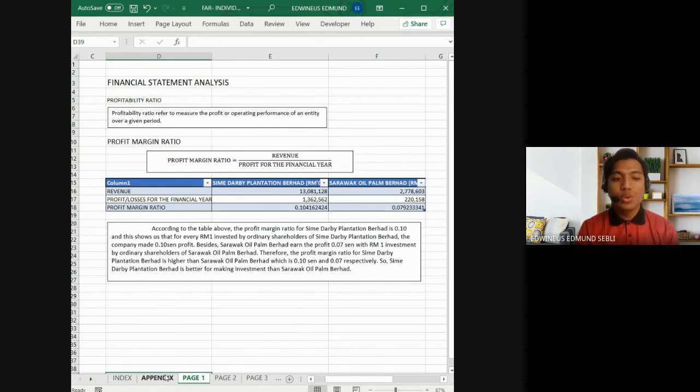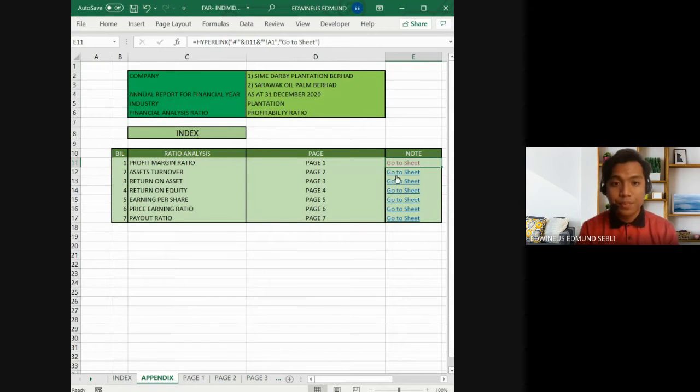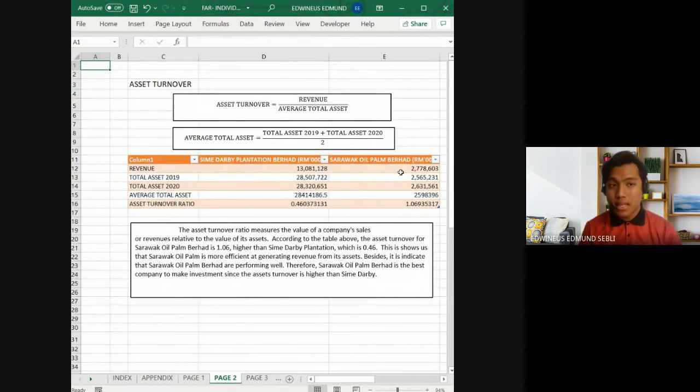So next we will look at asset turnover. This is the asset turnover for both companies. What is asset turnover ratio? It measures the value of a company's sales or revenues relative to the value of its assets. So this is the formula of asset turnover: revenue divided by average total asset. So how to find average total asset? We must sum up total asset 2019 plus total asset 2020, divided by 2.